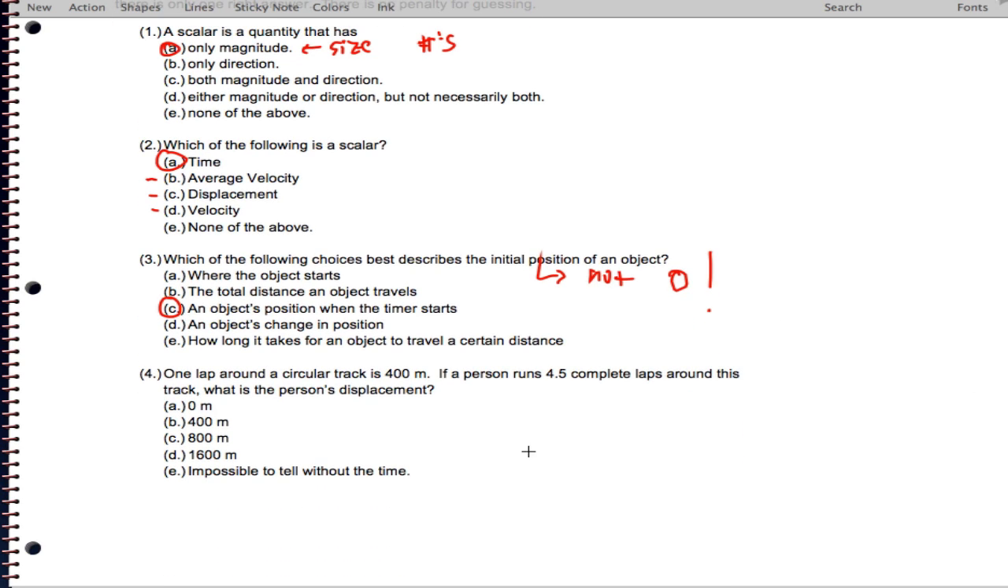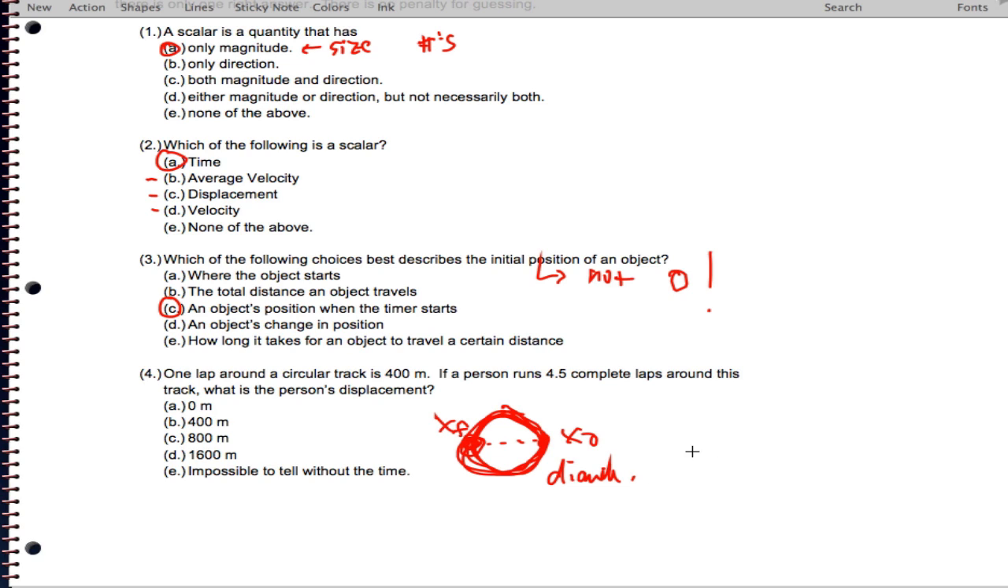Now, 1 lap around a track is 400 meters. If a person runs 4.5 complete laps around this track, what is the person's displacement? So let's think about this. Here's a circular track, okay? And what we're saying is this. We go from here. There's 1, 2, 3, 4, and half a lap means here. So this is x initial, this is x final. That displacement is x final minus x initial. Well, that's the diameter.